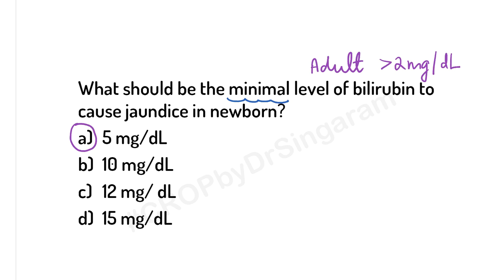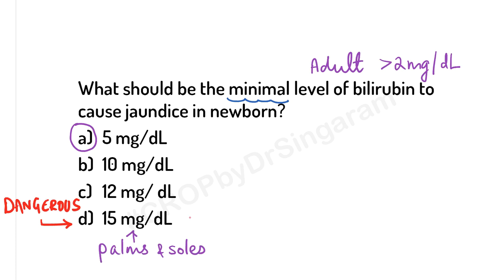Now, if they ask you above what level it is actually dangerous, please remember bilirubin levels of more than 15 milligram per deciliter is dangerous jaundice in a newborn, and this is reflected by involvement of the palms and soles. So when you look at the baby, if the palms and soles are affected, it is likely that the jaundice is more than 15 milligram per deciliter.